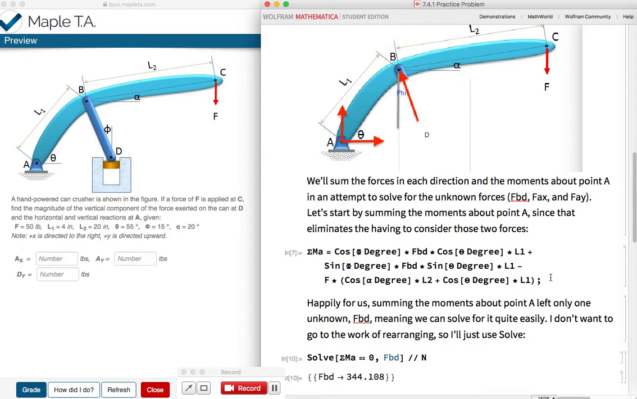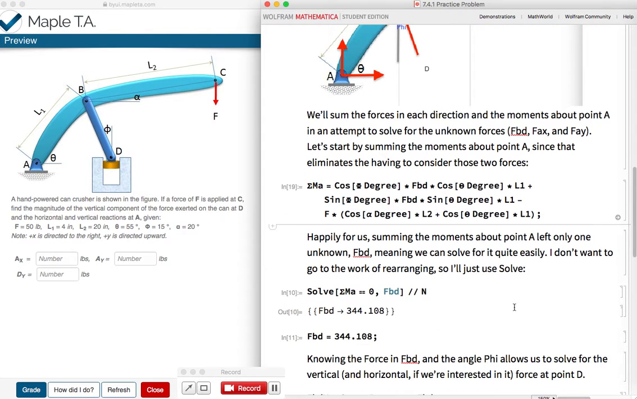So that's going to get us that, and I should have restarted Mathematica, sorry, so you could see this, but it turns out that in all of that, which looks like a lot, the only unknown is FBD. We know everything else. We know what phi and theta are. We know what F is. The only thing we don't know is the force in BD. So that makes it really easy for us, because then we can come down here and just solve.